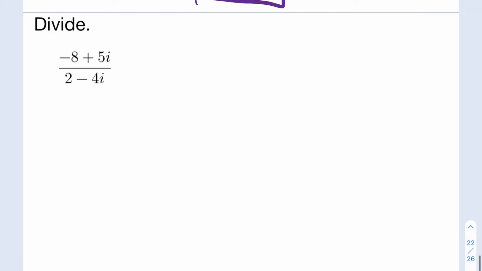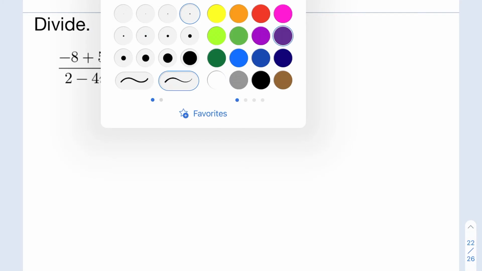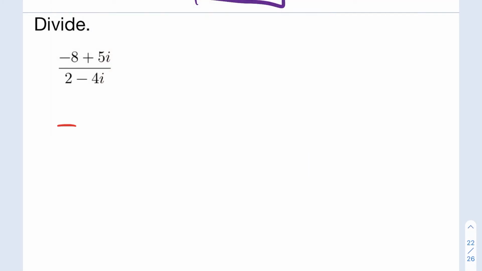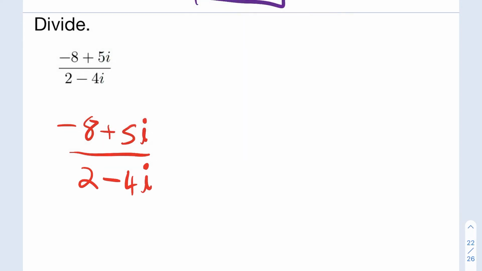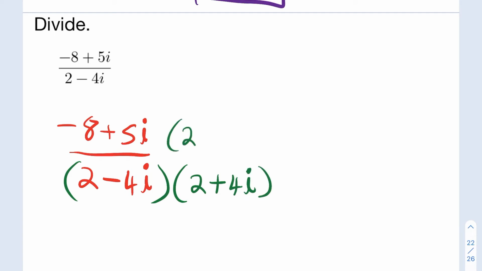Alright, here's another one. This one, once again, we're going to multiply the top and bottom by the complex conjugate. So we get negative 8 plus 5i, and since we're dividing by 2 minus 4i, that's the one whose complex conjugate we're going to multiply by, the one in the denominator. So we're multiplying the top and bottom by 2 plus 4i. So I'm just going to FOIL all this out.